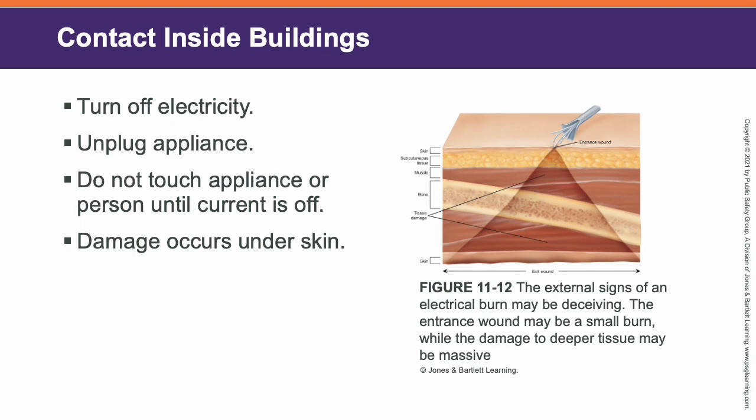Next, if there is some sort of electrical contact inside of a building, okay, you need to turn off the electricity, find the circuit breaker, the electrical box, and turn it off. Okay. If it's an appliance, unplug it. And turn off the electricity circuit breaker, okay? And then do not touch the appliance or the person until you know that current is off, okay? Just to protect yourself. That's why you do it twofold. You unplug it and you also are turning off the electricity in the home, right? Inside the building, okay?